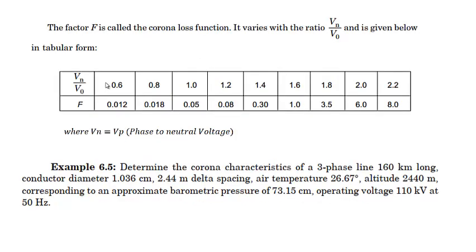Now let us try to do some numericals based on the same thing. Determine the corona characteristics of a three-phase line 160 km long. Conductor diameter is this. This is the spacing between the conductors. Air temperature is this. Altitude is this. Corresponding approximate barometric pressure is 73.14 centimeter. Operating voltage is 110 kilovolt and 50 hertz.